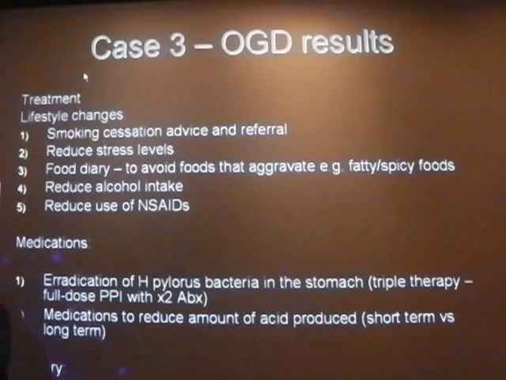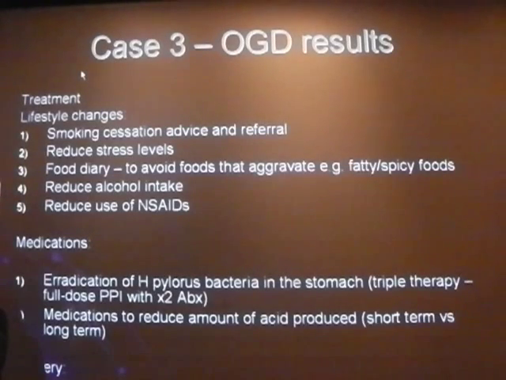I like to do lifestyle, medications, surgery, or conservative, and just see how it makes sense for you to split it up. But they do like you to have a logical pattern to doing it. Lifestyle changes make sense to do after you've done the risk factors. So smoking cessation advice and referral, reducing stress levels in her life, doing a food diary to see if there's anything that aggravates it, reducing alcohol intake, and reducing the use of NSAIDs, and offering alternatives for that. It all makes sense.